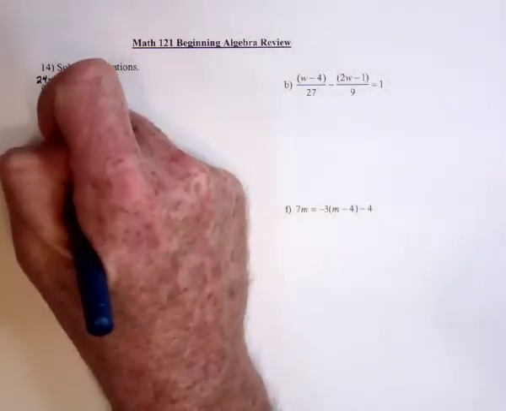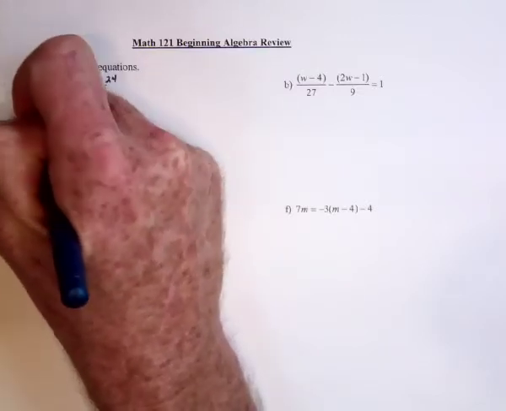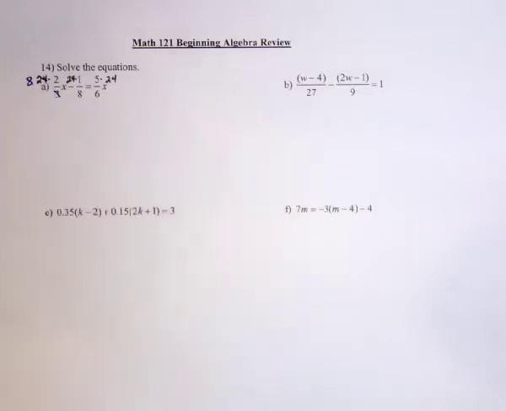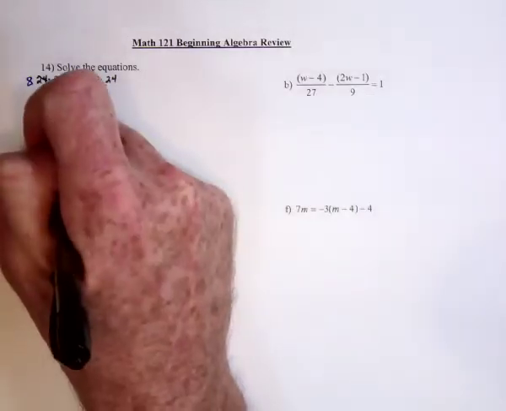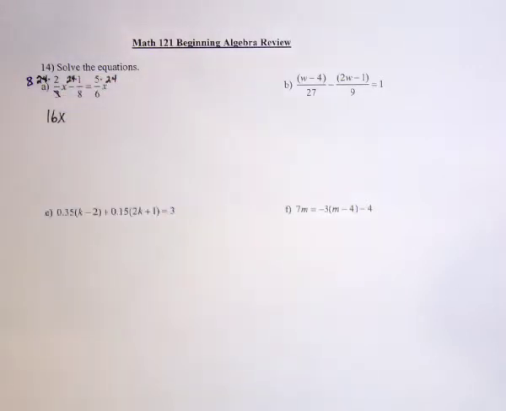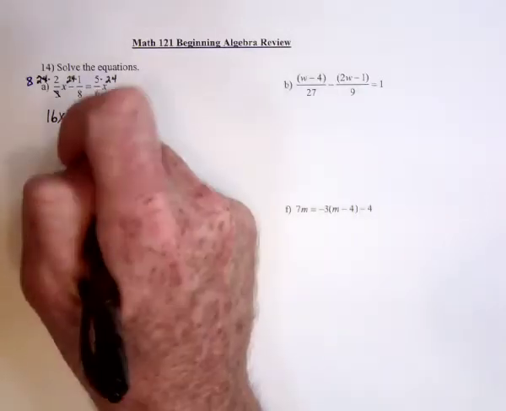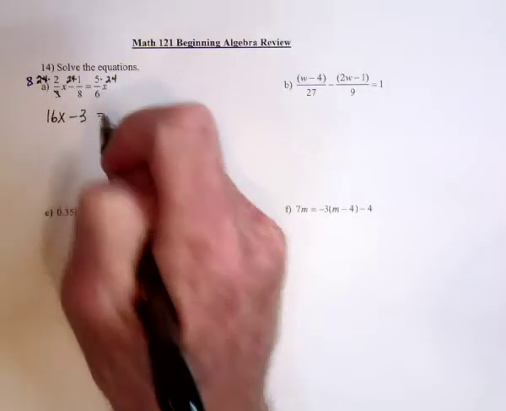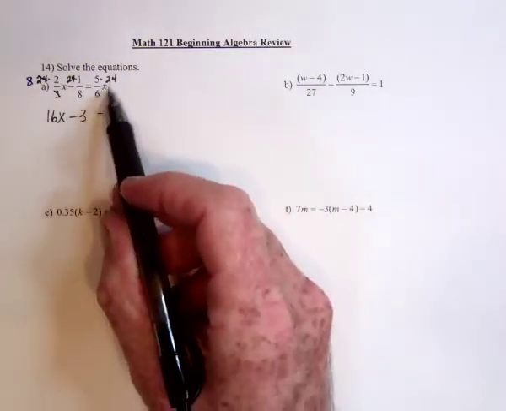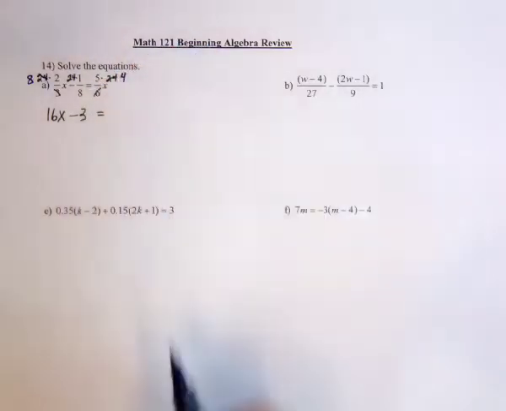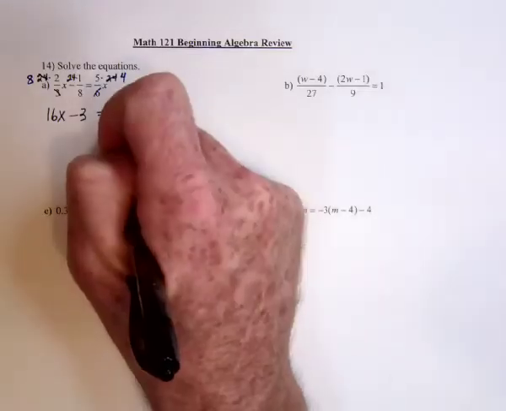So reduce. So a 3 divides into a 24 8 times, and then 8 times 2 is 16. So the first one is 16x. And then this one could be reduced. An 8 divides into a 24 3 times, so it's negative 3. And then a 6 divides into a 24 4 times. So on the right hand side there's 4 times 5, which leaves 20x.